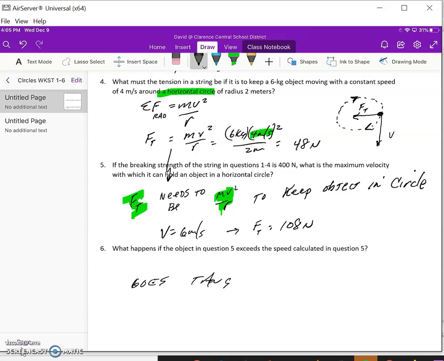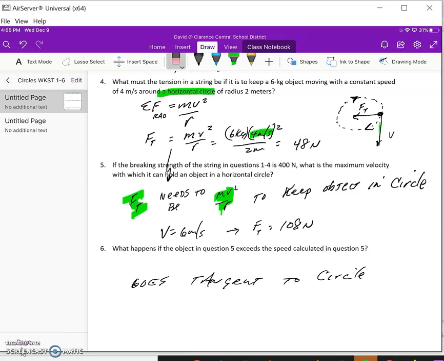It flies off in a straight line because that's what it wants to do. Remember, this velocity right over here, the object always wants to go straight. The string is preventing it from going straight and causing the circle. But if the string no longer can cause the circle, then the object will go in the straight line that it desires.